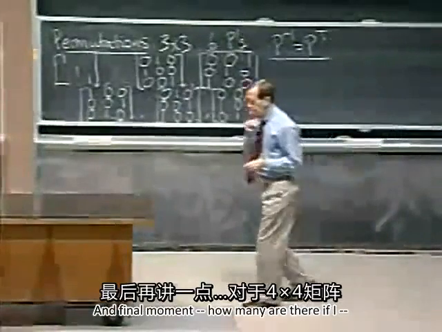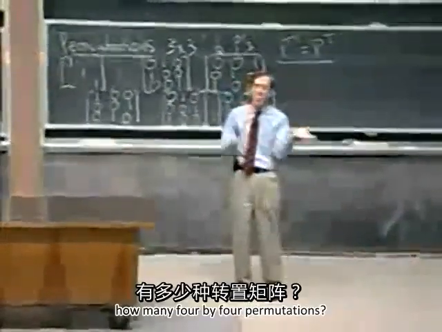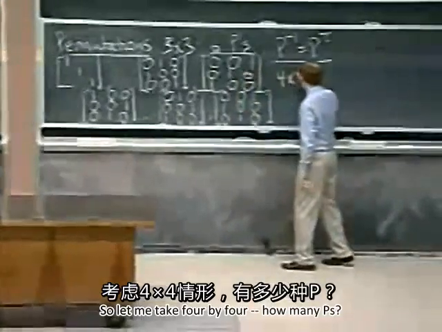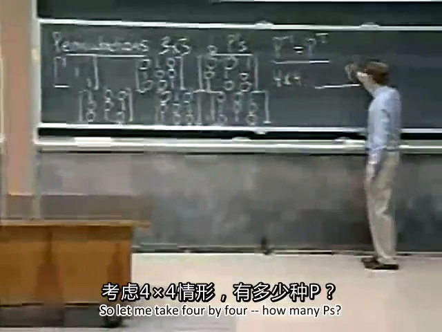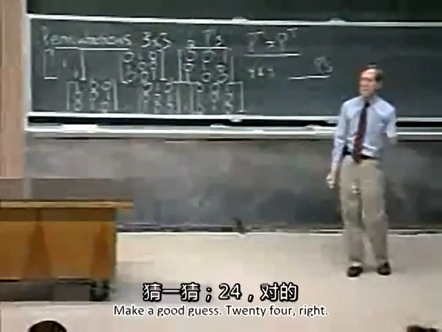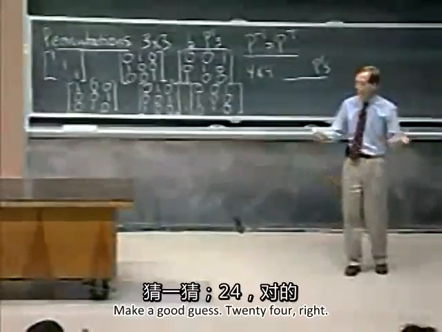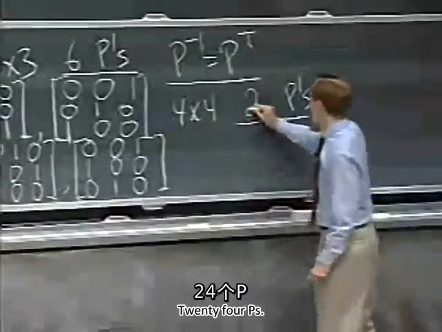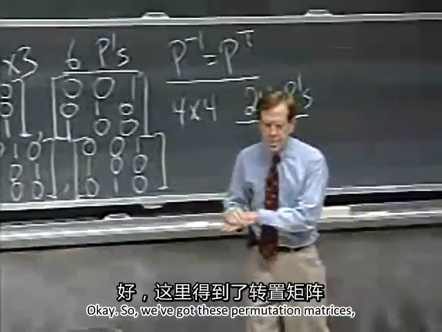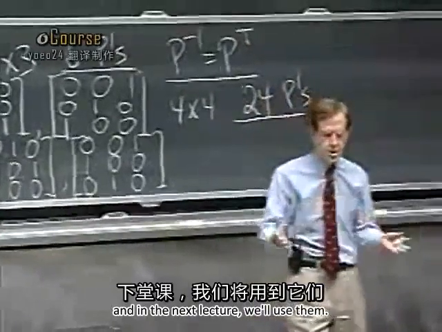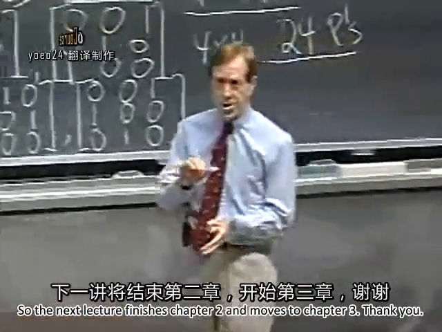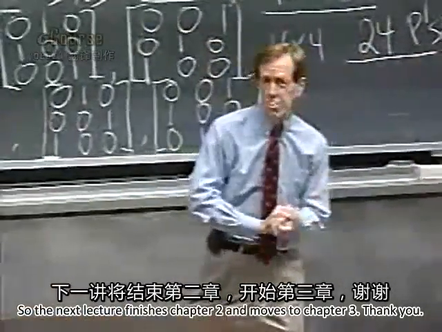And final moment, how many are there? How many 4 by 4 permutations? So let me take 4 by 4. How many P's? Well, okay. Make a good guess. 24, right. 24 P's. Okay. So we've got these permutation matrices, and in the next lecture, we use them. So the next lecture finishes chapter 2 and moves to chapter 3.